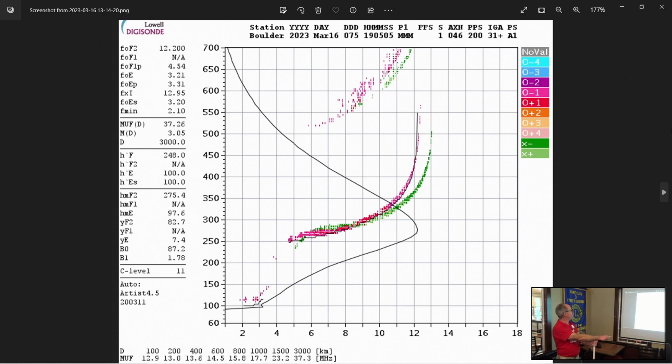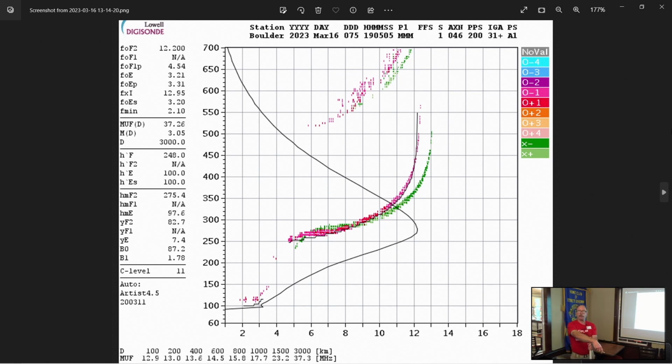foF2, which is the ordinary wave of the F2 layer. It's also called the critical frequency. So we care for NVIS about this top number. And again, we don't want to be right on that number. We want to be below it, down this curve a bit if we can be.